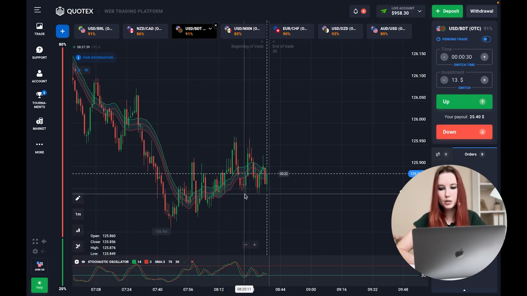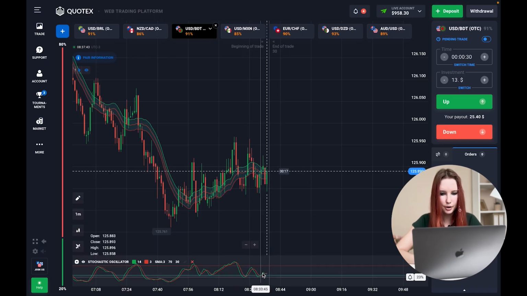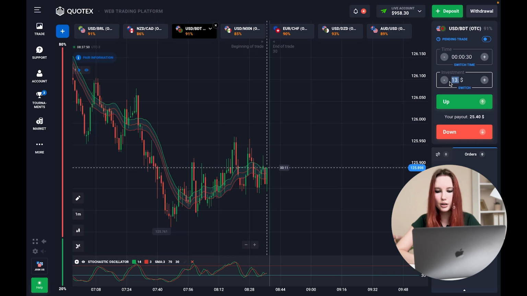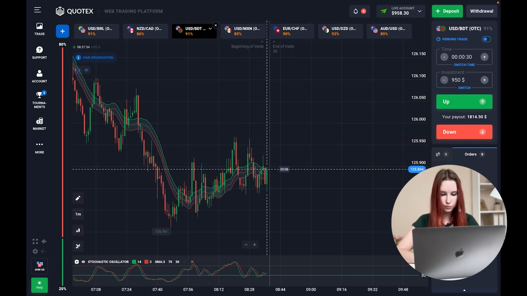And we are going back to the situation on this currency pair. So what are some of the things we can notice here? All right, let me see. We see a little bit of a retracement zone. Stochastic is at the support level at 30, and I want to invest $950 here. The trade is up. Let's go.